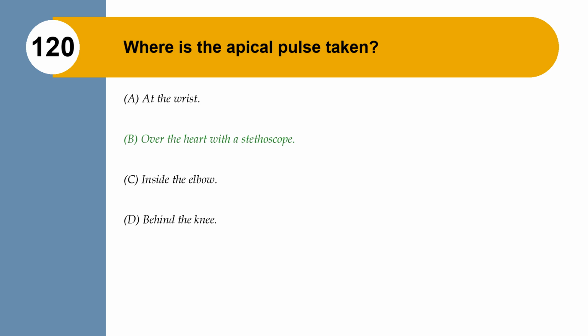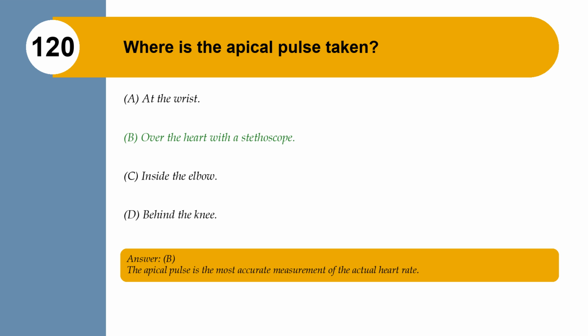The correct answer is option B, over the heart with a stethoscope. Explanation. The apical pulse is the most accurate measurement of the actual heart rate.